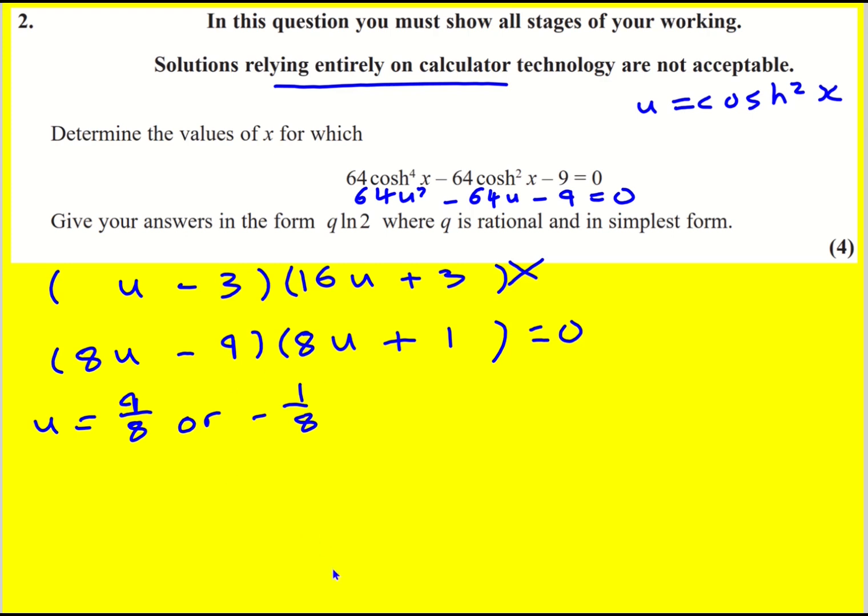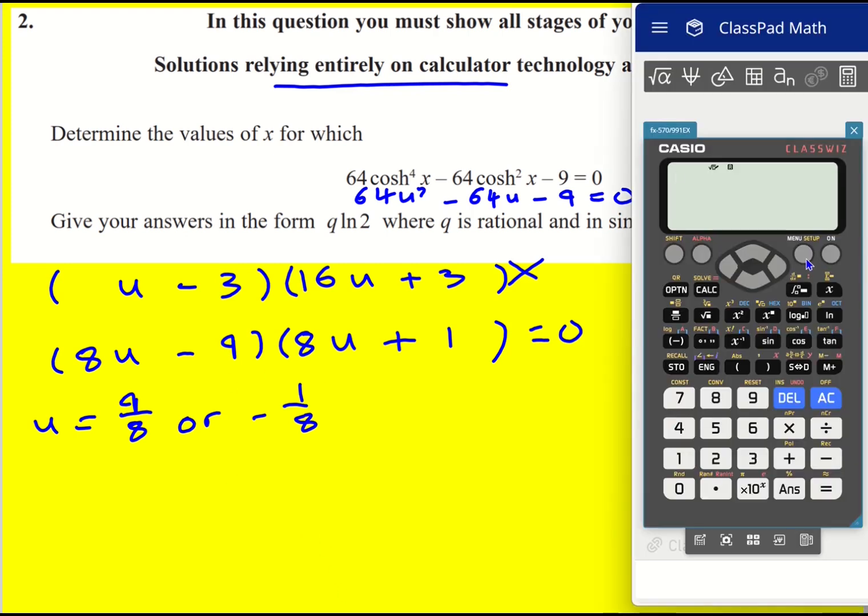Now, I'll just show you how you do it on your calculator. You may already know this. Apologies if you do. We can go to equation function, we go to polynomial, type it all in. And you just get your roots straight away, 9 over 8 and minus 1 over 8.